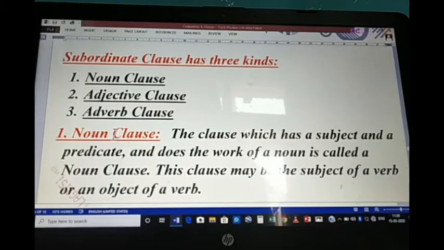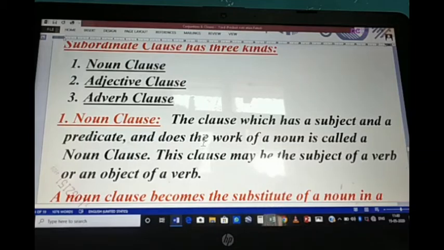Now let's understand what this noun clause is. Let us go by the definition of the clause first. The clause which has a subject and a predicate and does the work of a noun is called a noun clause. This clause may be the subject of a verb or an object of a verb. Now, my dears, you must understand that a noun clause is named so because it works as a noun. This clause does the work of a noun.